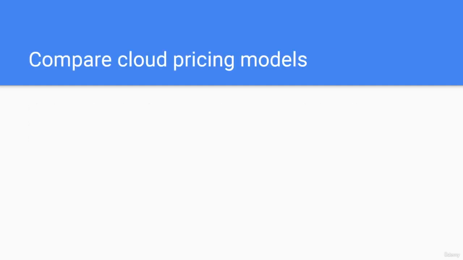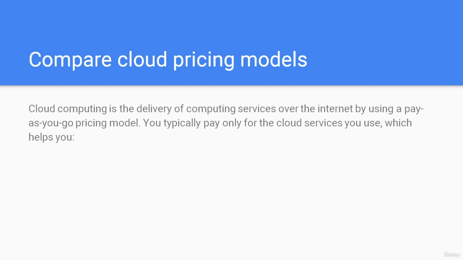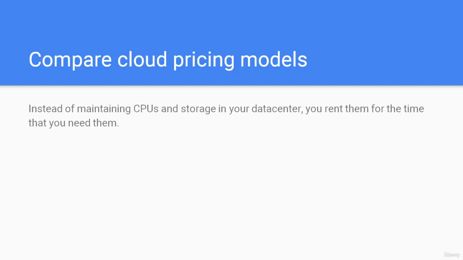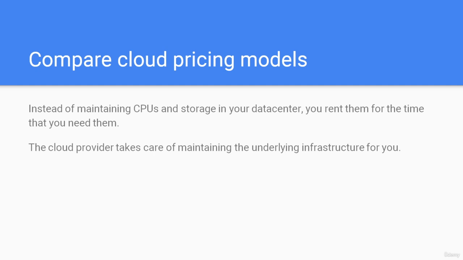So let's compare cloud pricing models. Cloud computing is the delivery of computing services over the internet by using a pay-as-you-go pricing model. You typically pay only for the cloud services you use, which helps you plan and manage your operating costs, run your infrastructure more efficiently, scale as your business needs change, and so on. So instead of maintaining CPUs and storage in your data center, you rent them for the time that you need them. The cloud provider takes care of maintaining that underlying infrastructure for you.